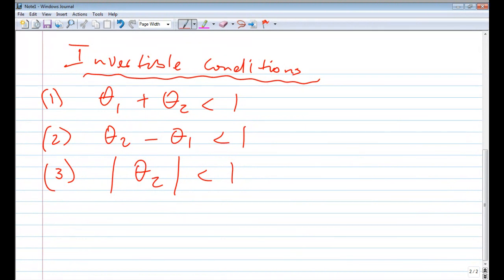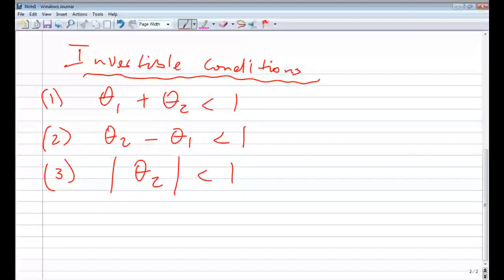Now, what does that mean? Those conditions help us to check whether the process is invertible. In other words, if you check the first condition, you find that theta 1 plus theta 2 is not less than 1. So we just conclude that the process is not invertible. However, if you check the first condition and theta 1 plus theta 2 is less than 1, you have to continue to condition number 2. Theta 2 minus theta 1 must be less than 1 also.